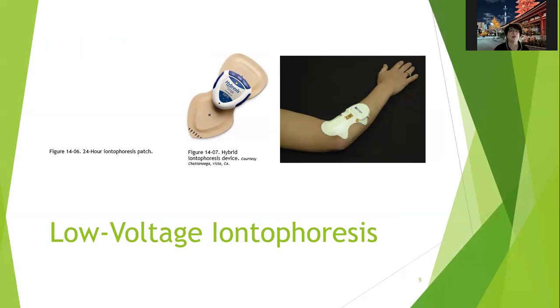So there's low voltage iontophoresis. There are 24-hour patches, like is shown on the person's arm there. You apply the medication and then you put the patch on. It's almost like a Band-Aid, except it has the little electrical cell in it. And then they leave it on for 24 hours and then they take it off. There are also these little hybrid devices, which is that photo in the middle, and it's basically preset amplitude and you just turn it on and leave it on. Or you can do the one with the two separate electrodes.